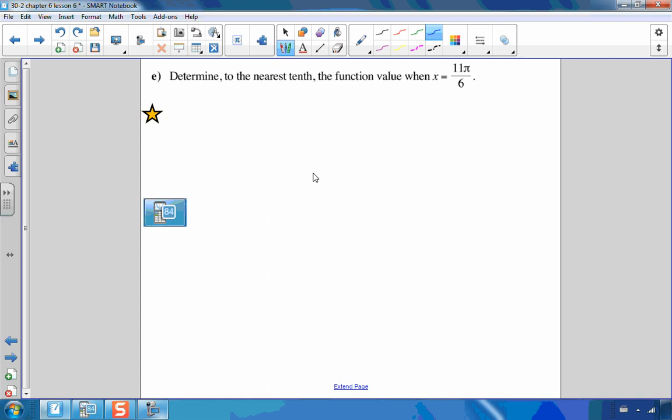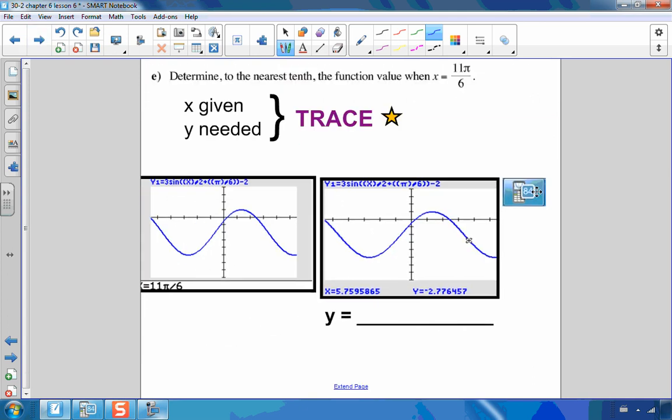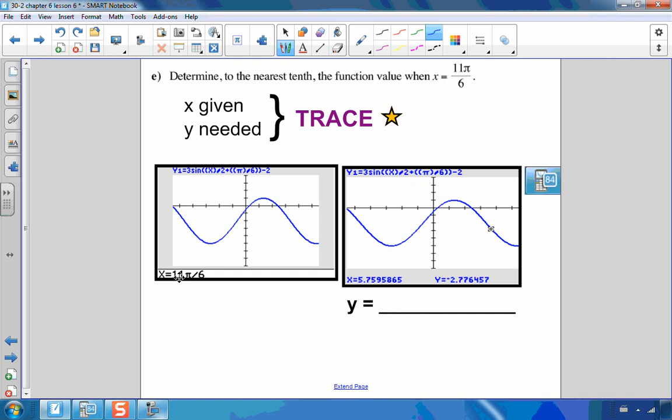Okay, and last part of this question: determine to the nearest tenth the function value when x equals 11 pi over 6. That's an x value, and when x values are given and y values are needed, we always use trace. So I'm going to go back to my equation and my graph and do trace of 11 pi over 6, which is what I did over here. I pressed enter, and to the nearest tenth I get a y value of -2.8.